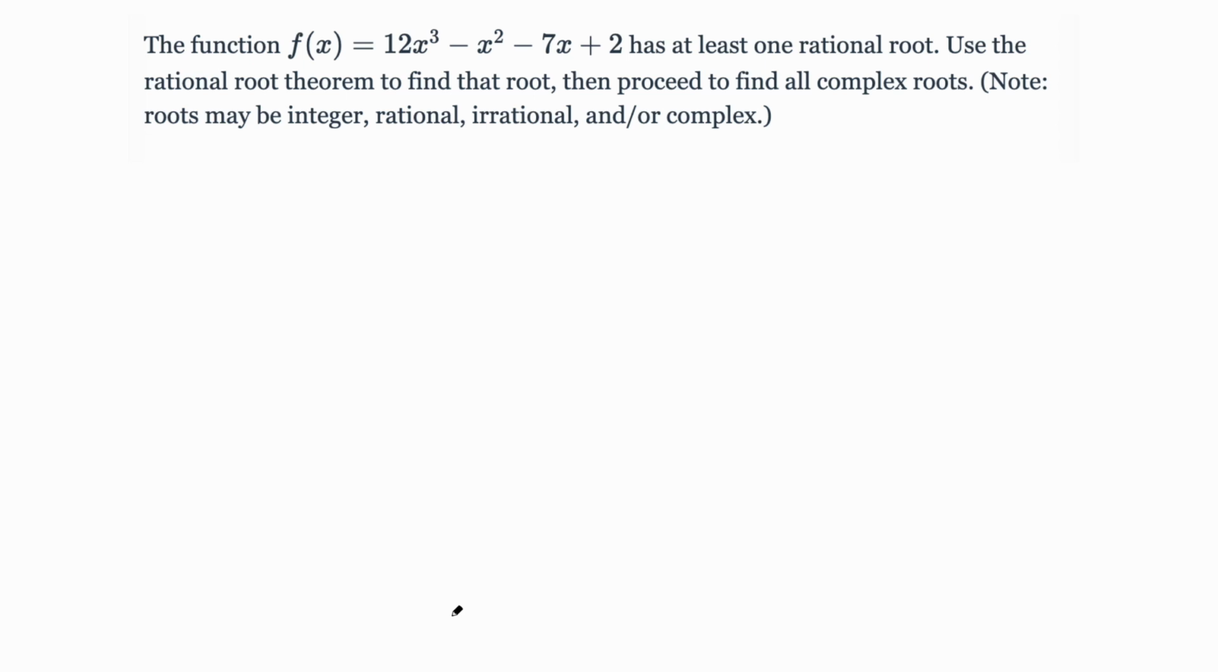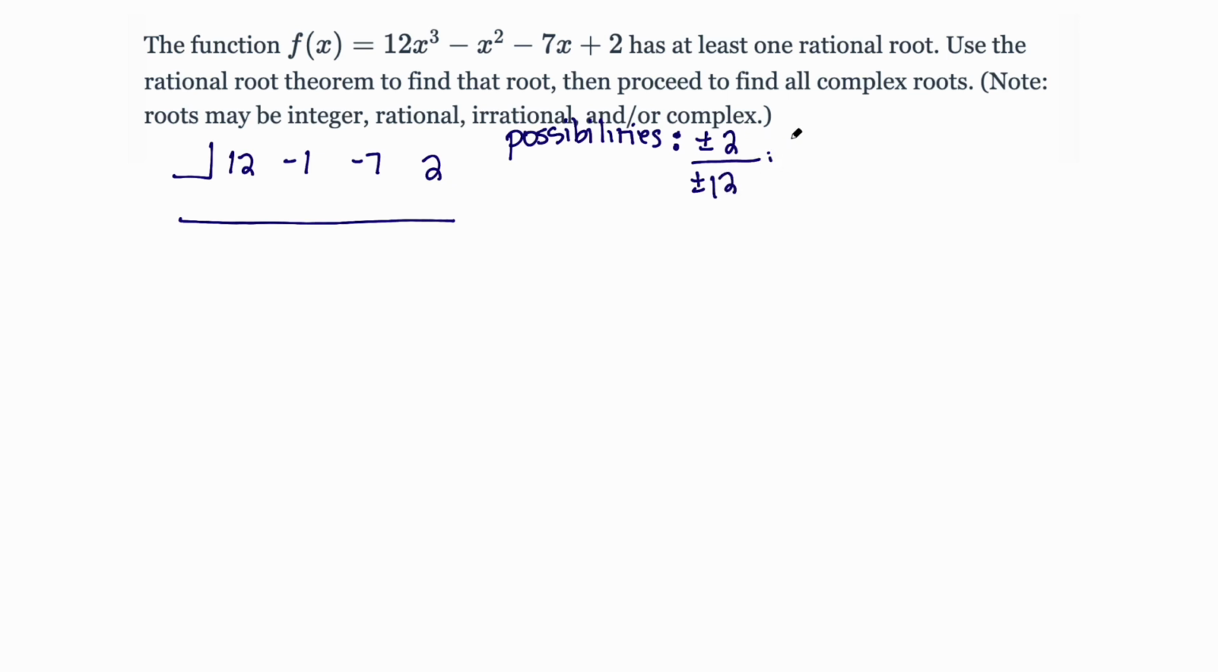Same thing here. You're going to have one rational root, and the other ones possibly could be complex. So first thing you're going to do is synthetic division. So I'll get a 12, negative 1, negative 7, and 2. We've got to figure out what's on the shelf, so you're looking for possibilities. It is going to be plus or minus the factors of 2 divided by the factors of 12, which means on top you'll have a 1 or a 2. On bottom you could have a 1, 2, 3, 4, 6, 12.